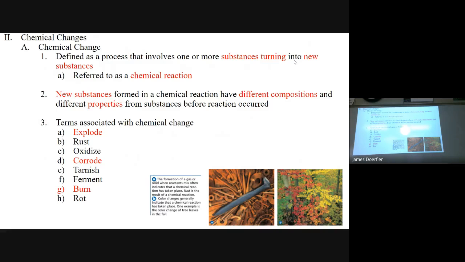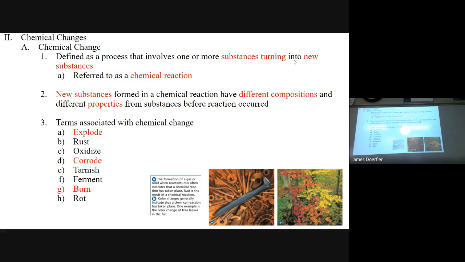That brings us into what we like to focus on in here, and that is chemical change. It is a process that involves one or more substances turning into a new substance, often referred to as a chemical reaction.